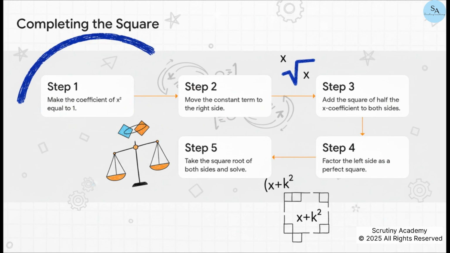And as you can see, it's a very methodical process. You tweak the coefficients, you move the constant over, and then you add a very specific term to both sides to create that perfect square. It's kind of like following a recipe that turns a messy equation into a simple square root problem.